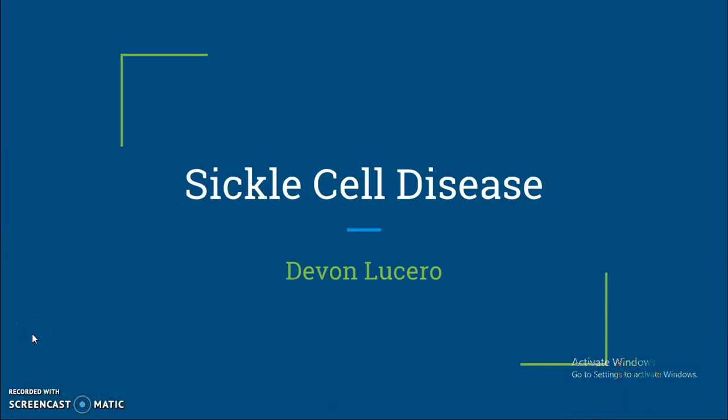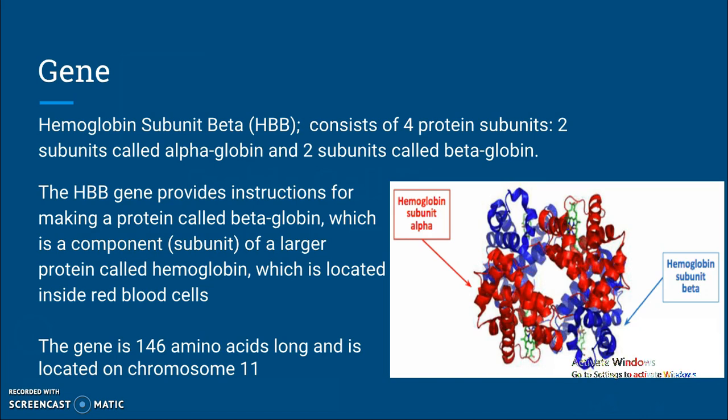So, my name is Devin Lucero, and the genetic disorder that I've been looking at throughout the course is sickle cell disease. So, just a little bit about the gene. The gene that actually gets mutated is called the hemoglobin subunit beta, and just called HBB. It consists of 4 protein subunits. 2 subunits are called the alpha globin, and 2 units are called the beta globin.